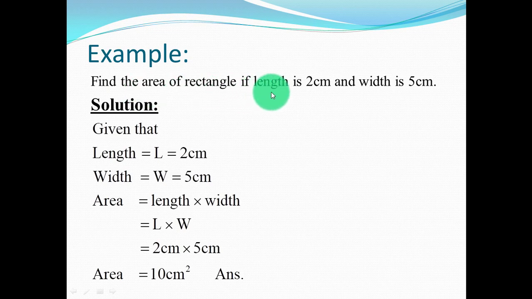Example: here we have a proper example. Find the area of a rectangle if the length is 2 cm and the width is 5 cm. First of all, we list the given data. Given that the length is 2 cm and the width is 5 cm. So according to the formula, the area of a rectangle is equal to length times width. Substituting the values 2 cm and 5 cm, 5 multiplied by 2 is equal to 10 cm, which is the answer. That means 10 cm is the area of this rectangle.